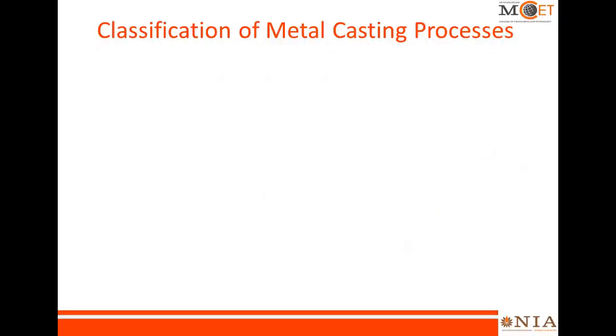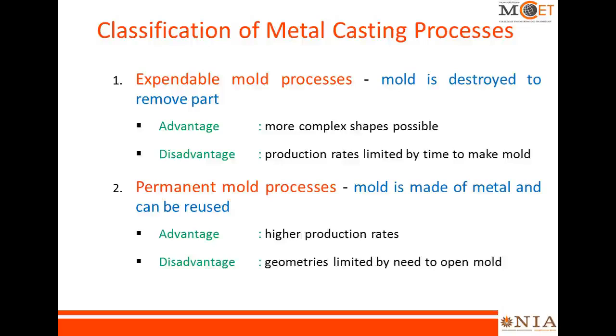And classification of metal casting processes. Metal casting processes are classified into 2 broad categories. One is the expendable mold process. The other one is the permanent mold process. That is what we have already seen in the learning outcomes: disposable and non-disposable. Expendable is disposable. The mold is destroyed to remove the part. The advantage is that more complex shapes can be produced. And the disadvantage with the expendable mold process is that the production rate is limited, because you have to produce the mold using a pattern, and once the mold is ready you can pour. So this is the disadvantage with the expendable mold process.